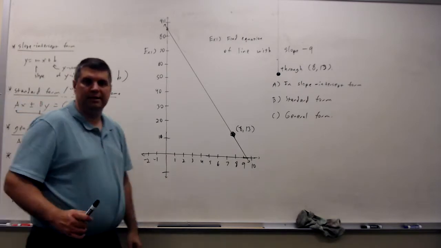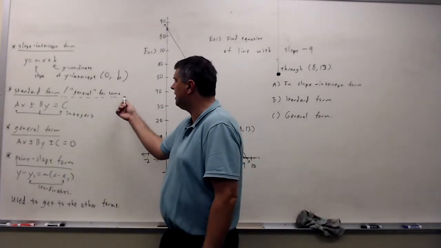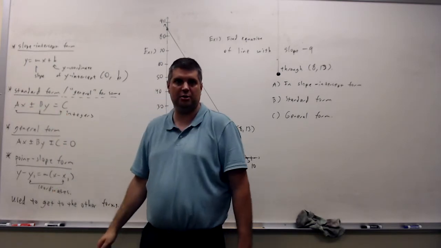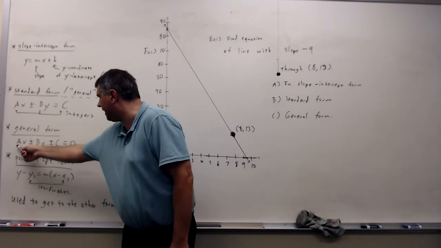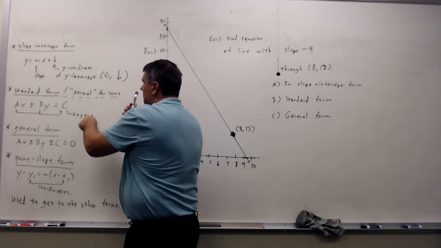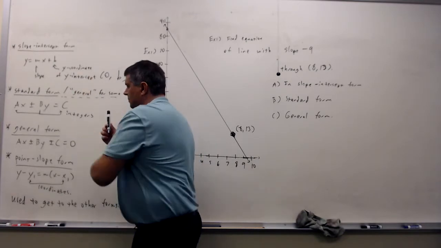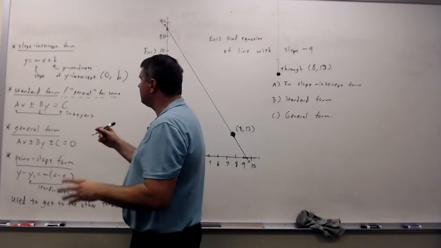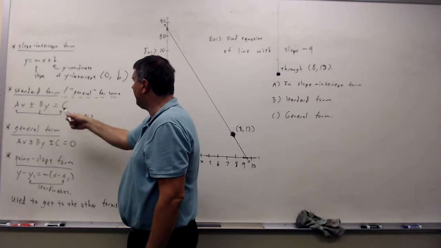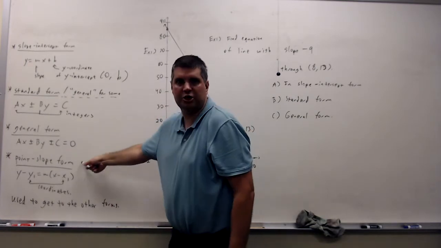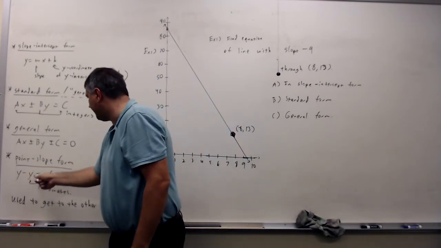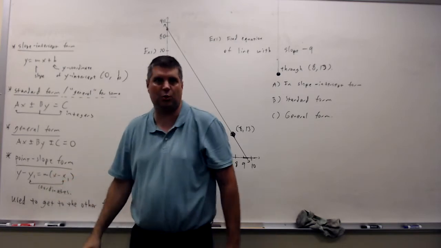Standard form, sometimes called general form in some textbooks, is this. Notice that these must be integers. Ditto for what's normally meant by general form. All right? So these three are standardized forms. They're not standard, but they're standardized: slope-intercept form, standard form, and general form. This other one is used to get to the others. It's point-slope form. y minus the y-coordinate equals m, the slope, times x minus the x-coordinate.